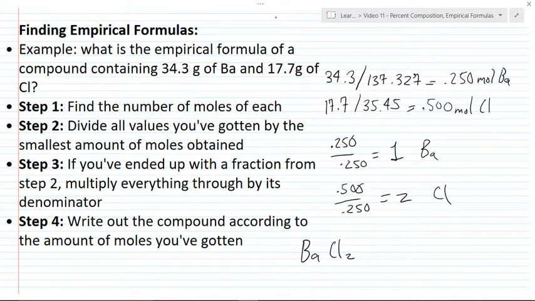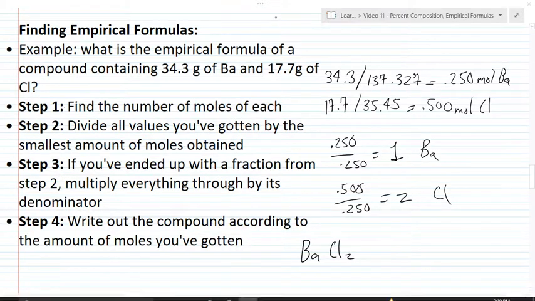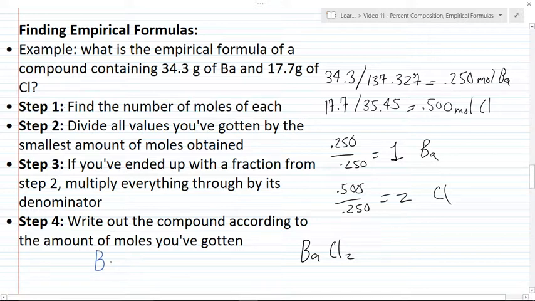And then finally, we want to write out the compound according to the number of moles you've gotten. Our normal naming convention is to write our metal first, followed by the numbers I got, which is just 1, so just Ba, Cl, and then I got 2 here, so Cl2.